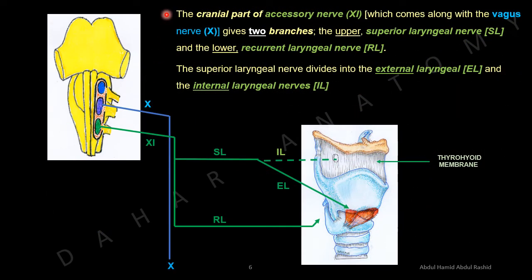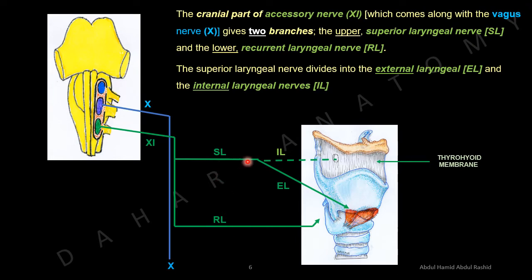Continuation, the cranial part of accessory nerve which comes along with the vagus nerve gives two branches. Look here, this is cranial accessory, green color, coming along with the vagus. This gives two branches in the neck. The upper one is called superior laryngeal nerve and the lower one is called recurrent laryngeal nerve.